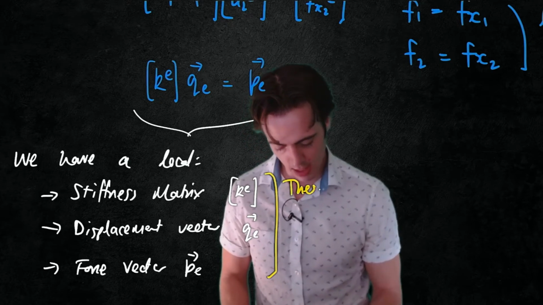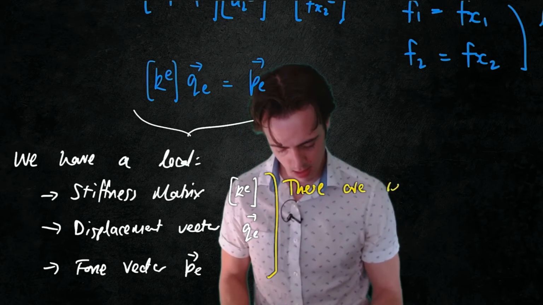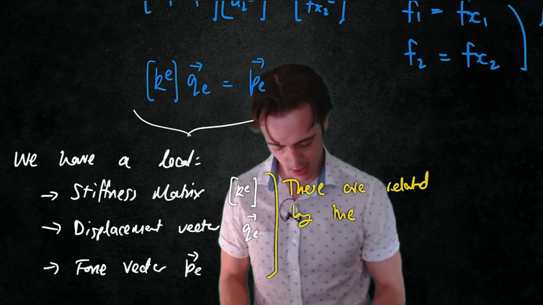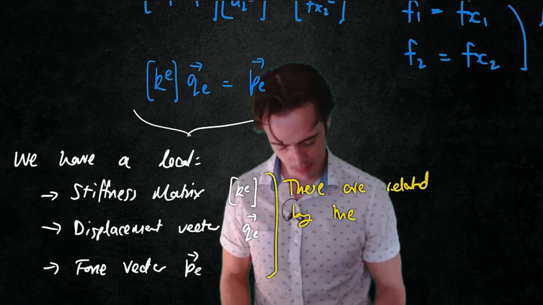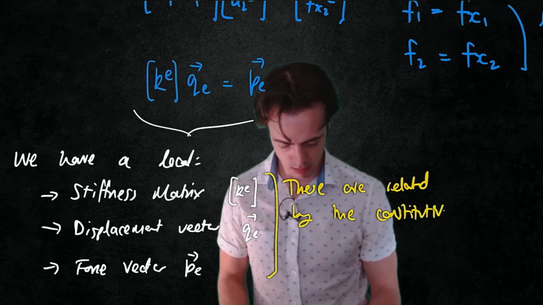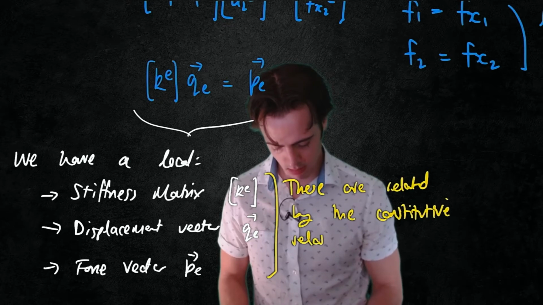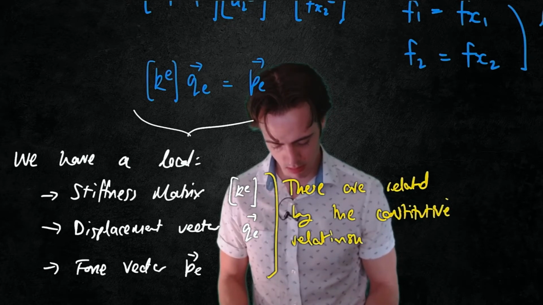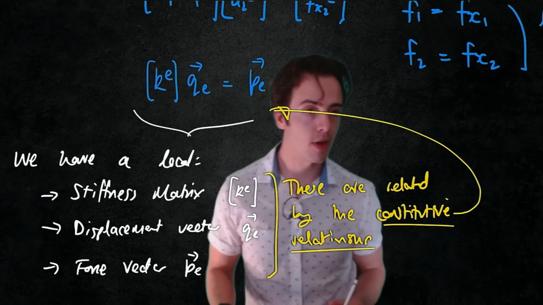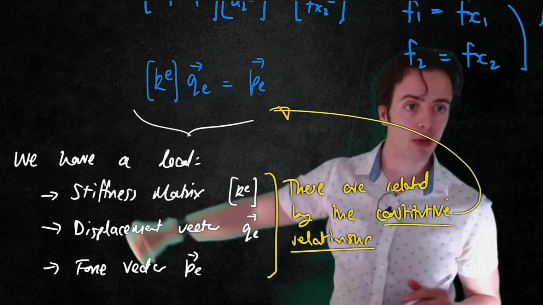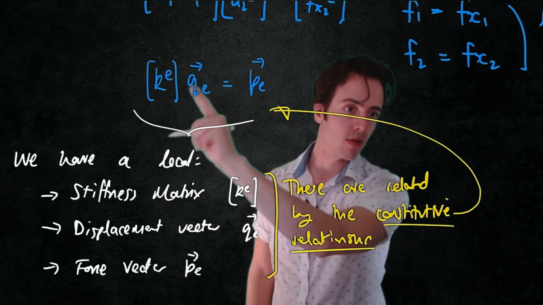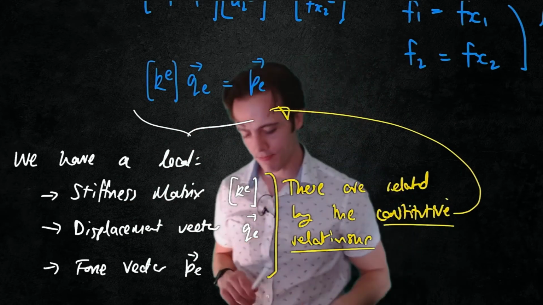We'll say these are related by the constitutive relationship. And if you're looking for what the constitutive relationship is, it's this bad boy up here. Okay, this is our local kq equals p. This relates local displacements to local forces through this element stiffness matrix.